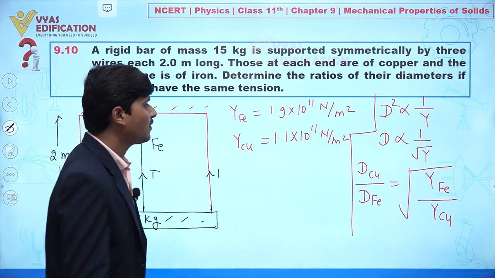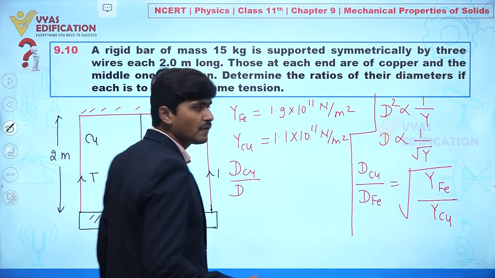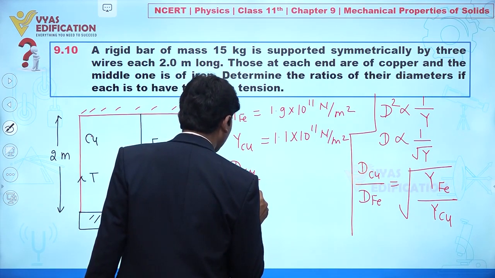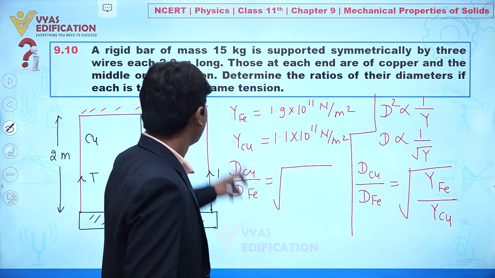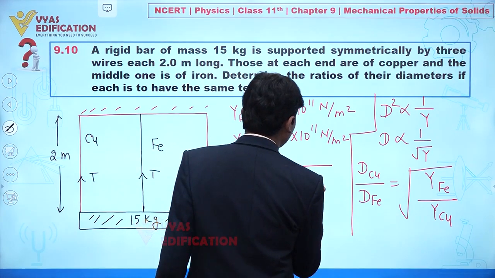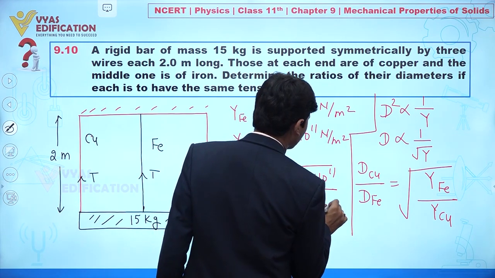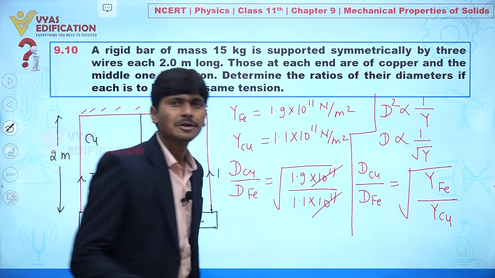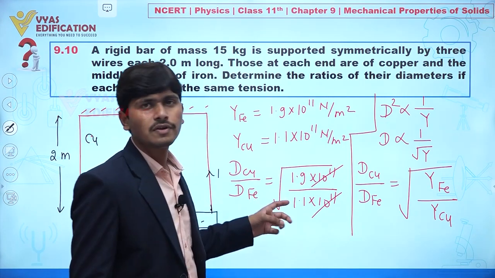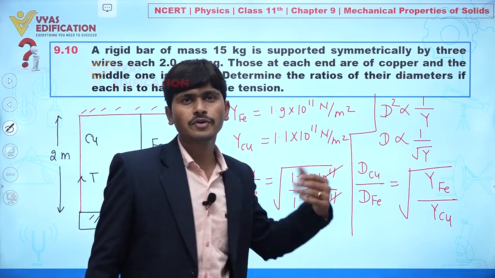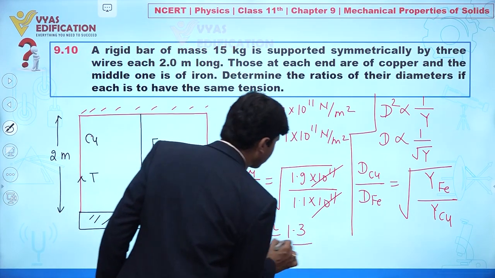So if we want to calculate the ratio of diameters of copper and iron, we can write under root of Y for iron, 1.9 times 10 to the power 11, divided by 1.1 times 10 to the power 11. The powers of 10 cancel out. If you calculate it first and then take the square root, you will find this value is approximately equal to 1.3.